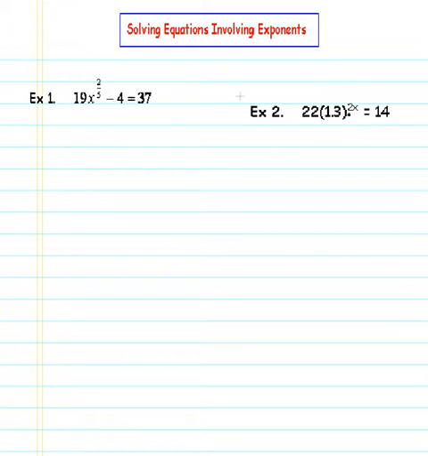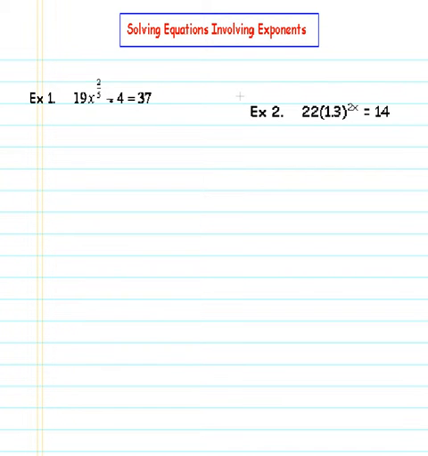In example 2, the variable that we're trying to find is in the exponent. That's called an exponential equation. So we're going to compare and contrast the different steps involved in solving each of these equations, beginning with this first one. The first thing that I notice when I'm trying to solve this equation is I want to isolate the x. I want to get the x by itself as quickly as I can.